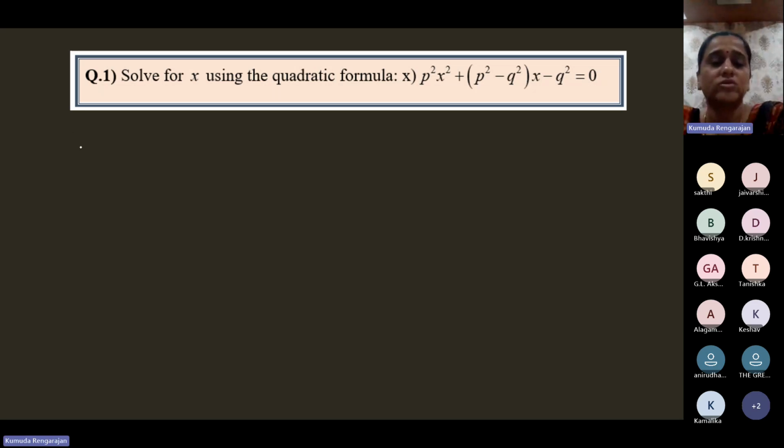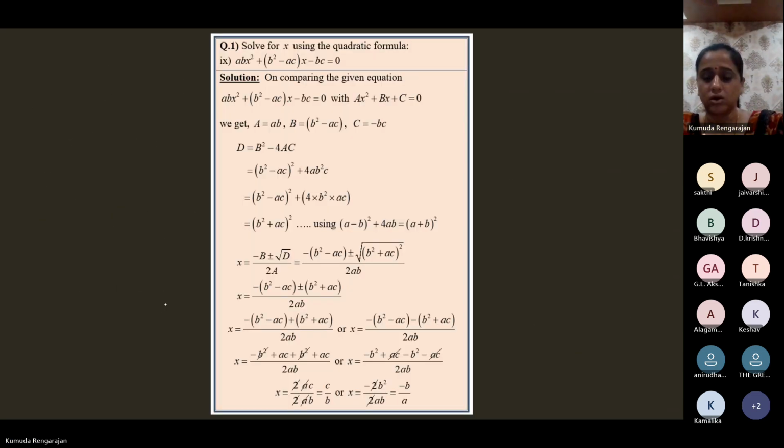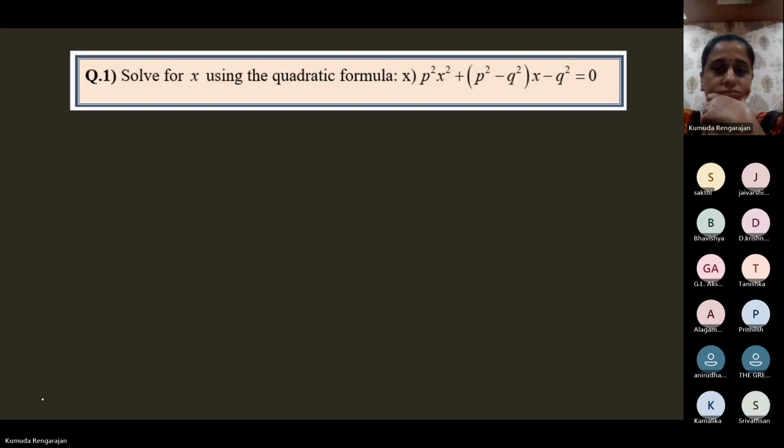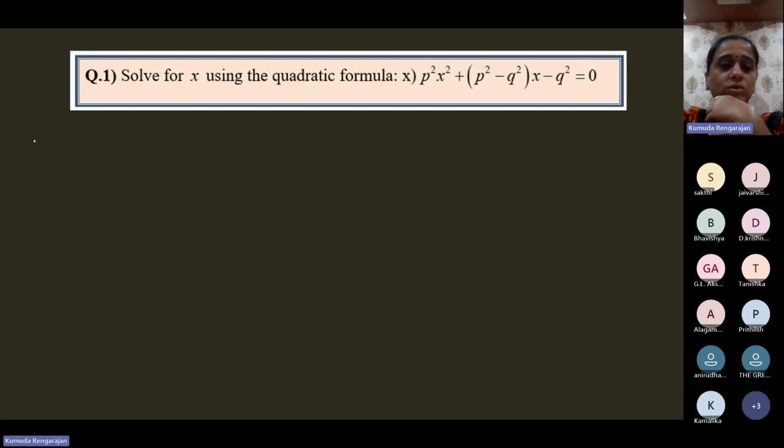So here we'll have to solve for x using the quadratic formula. I think we stopped with this one in the last class. Tell me if we have already done this one. Just look into the notes of the last class and see. Okay, looks like no. Fine. So solve for x using the quadratic formula.